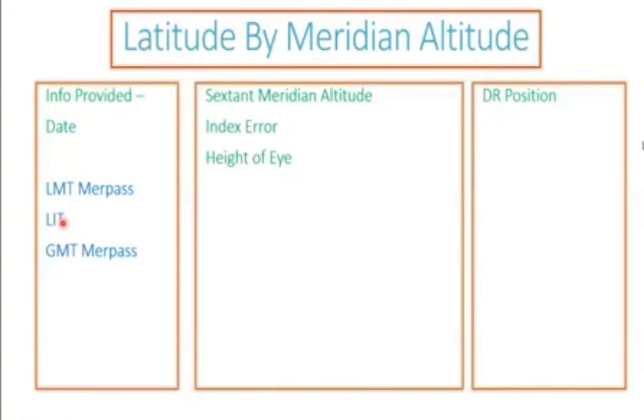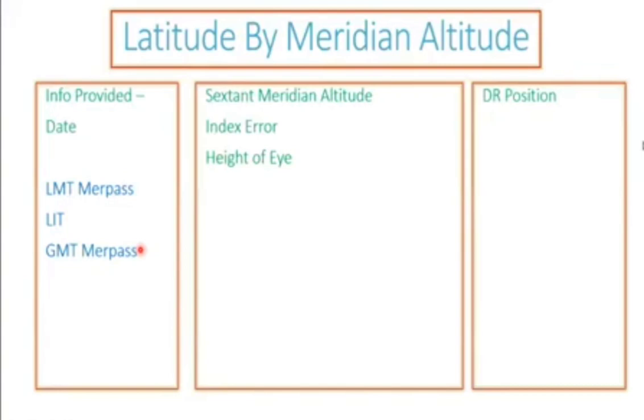The DR position is given to us. We have the longitude divided by 15. We get the longitude in time. We apply the longitude in time and we get the GMT meridian passage of the observation. So we get the GMT time when the observation is taken.